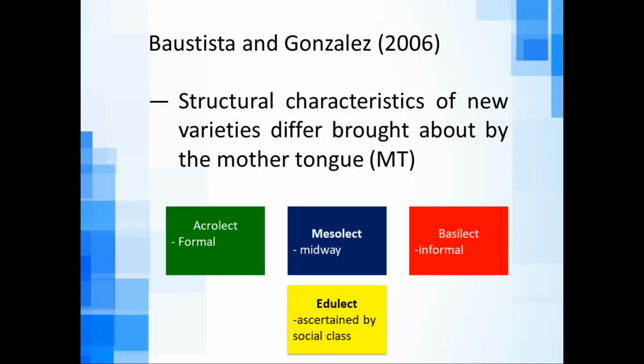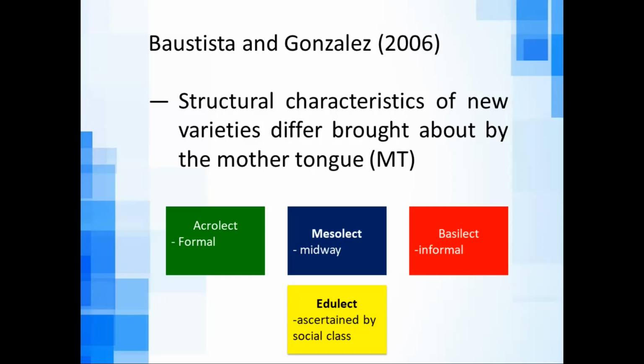So the first one here is the acrolect. This is a variety that comes closest to the standard or the formal language, while the basilect is the one that deviates thoroughly from the normal or the standard variety of English. And the one that comes in between is the mesolect, or the middle variety, also what we call midway, between acrolect and basilect.